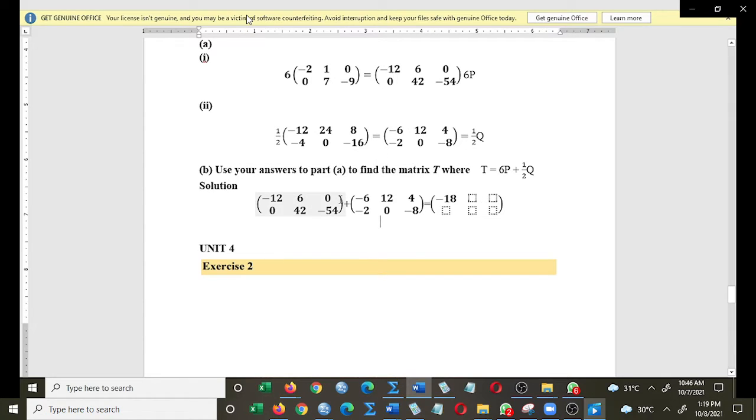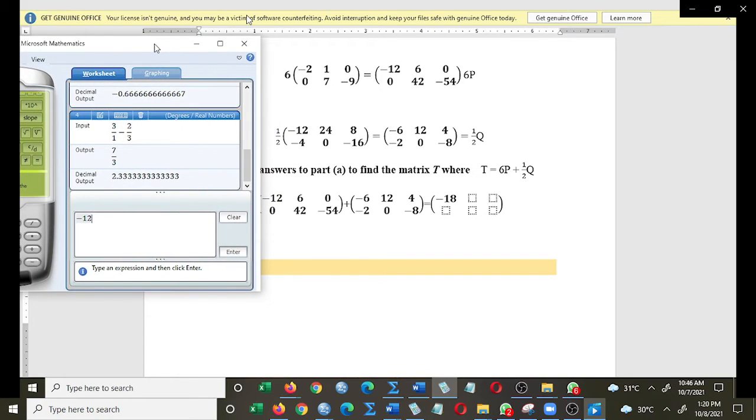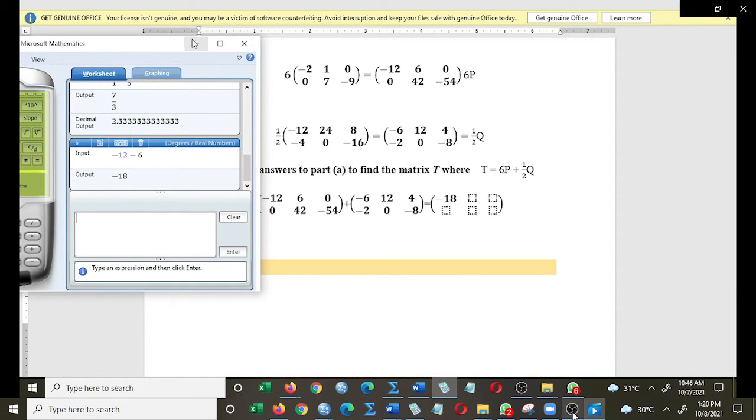But remember, in arithmetic, and is a plus. A negative and a negative is a negative. You can prove it in the calculator. Put negative 12. Look at it. The calculator knows that, because the person that programmed the calculator programmed it with this language. Negative 12 and plus a negative 6 equals negative 18. So be mindful of that.